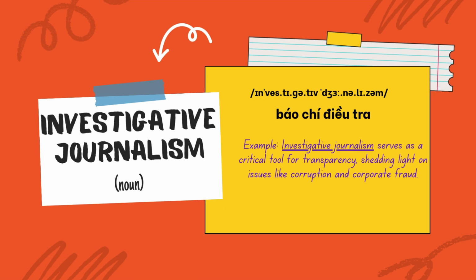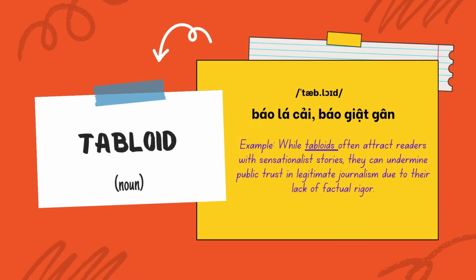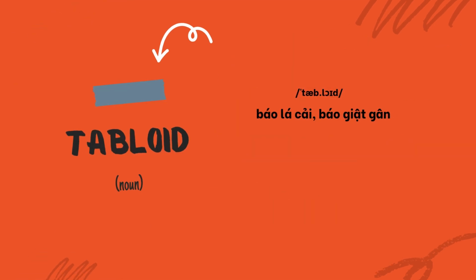corporate fraud. Tabloid. Example, while tabloids often attract readers with sensationalist stories, they can undermine public trust in legitimate journalism due to their lack of factual rigor.